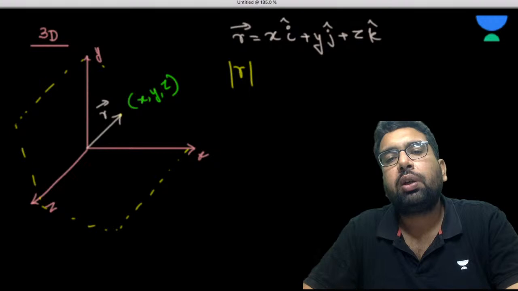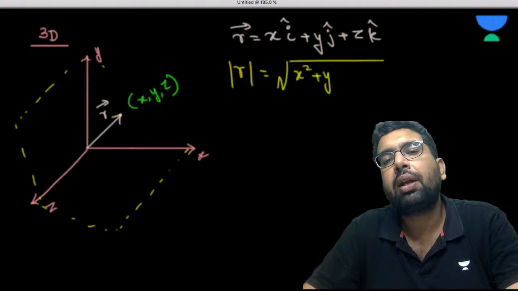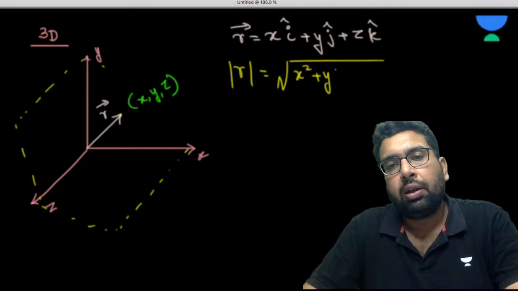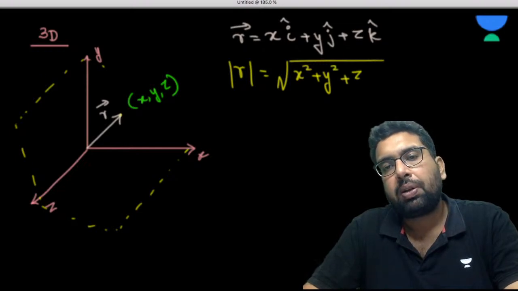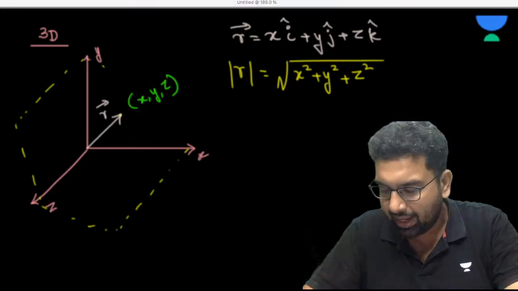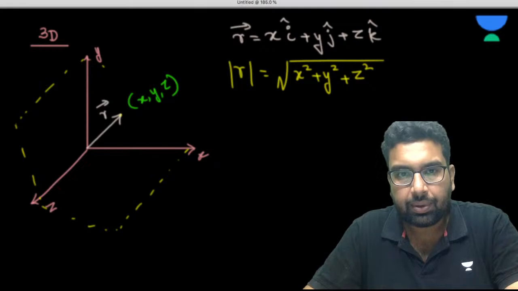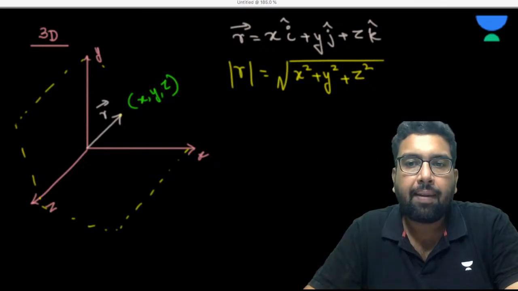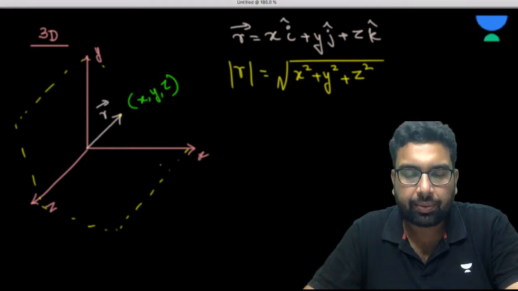So what is going to be the magnitude of it? It is going to be x square plus y square plus z square. I hope it is fine to everyone. Right? Please answer me. Is it fine to everyone? Yes or no? Agreed?